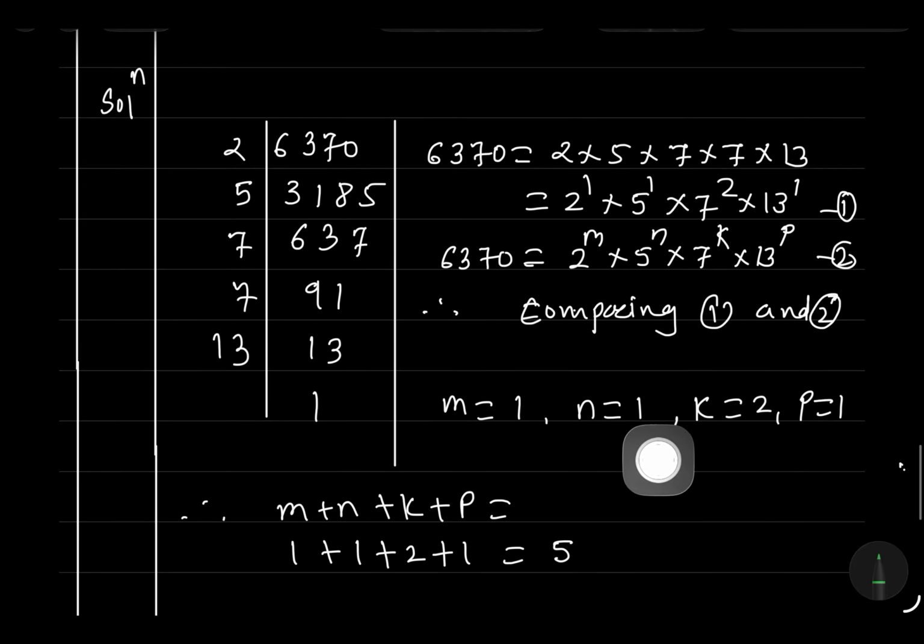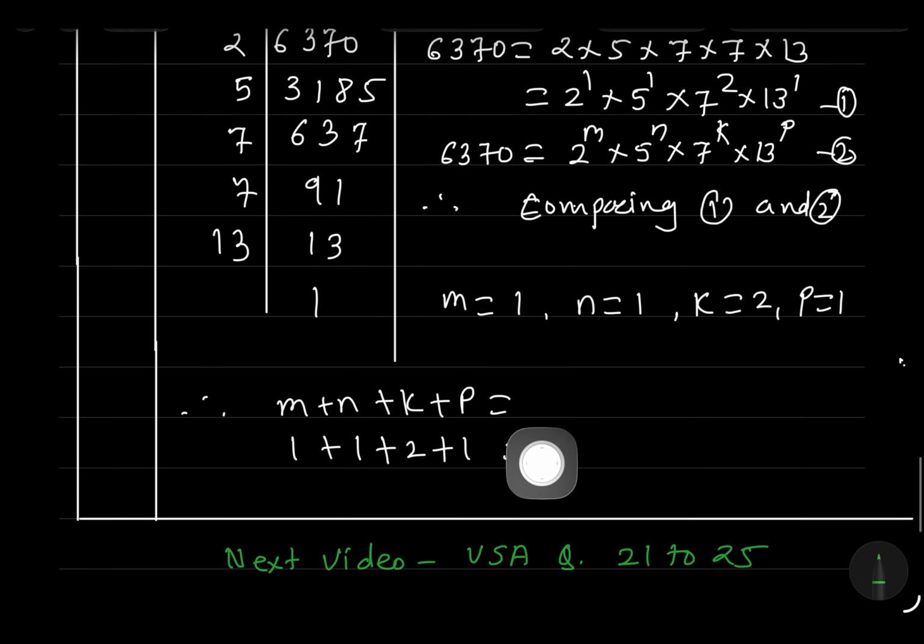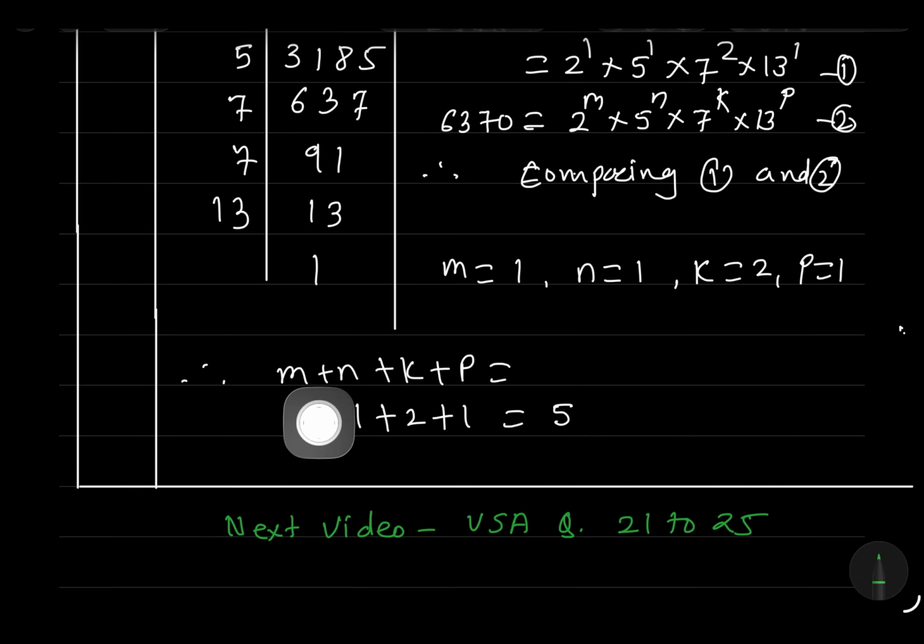So we got the values of m, k and p, so we can easily add. They asked for the value of m plus n plus k plus p. Here we got m is 1, n is 1, k equals 2, p is 1. So adding these gives your answer.